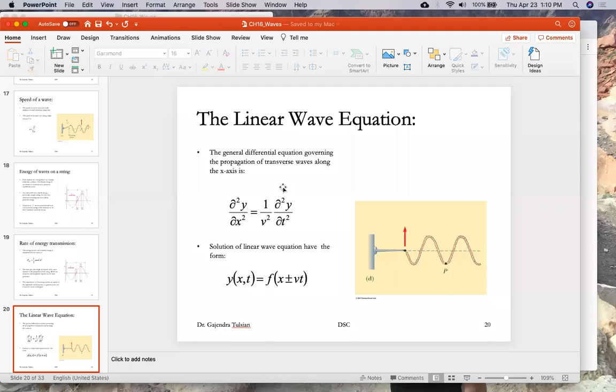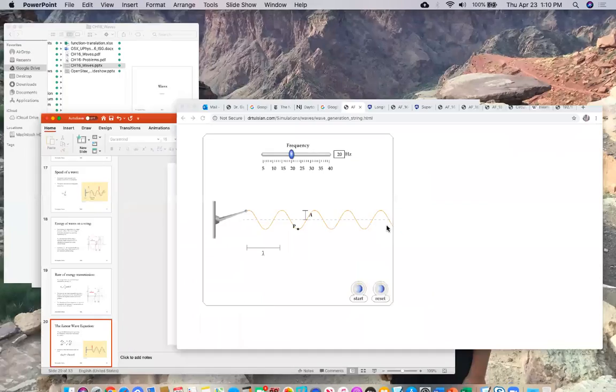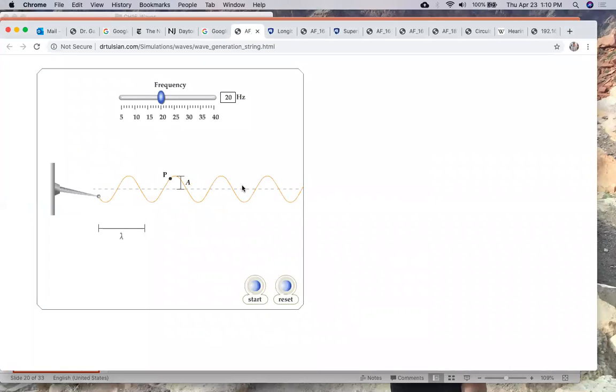So now what we're interested in is the following. Here is a system that's evolving in time, and we're interested in modeling the behavior of this system mathematically. And you saw that generally when you model the behavior of a system, you end up with a differential equation.